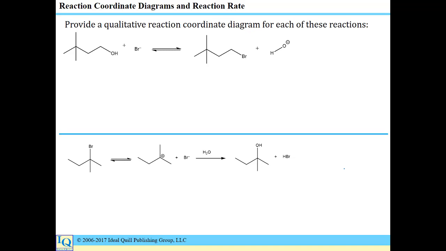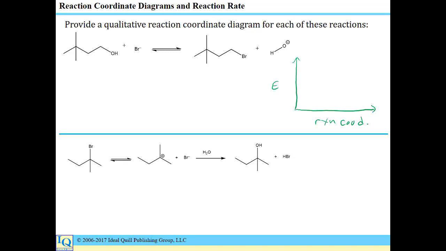This next problem asks us to draw a qualitative reaction coordinate diagram for each of these potential reactions. The first thing we have to do is set up our axes. Regardless of how the energy changes in the course of this reaction, we have a reaction coordinate. Remembering that on the left are the starting materials, on the right are the products. And then we have energy on the y-axis, the vertical axis. Higher in energy is less stable.